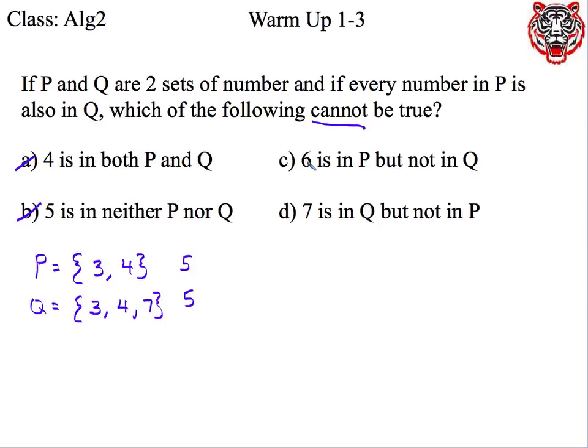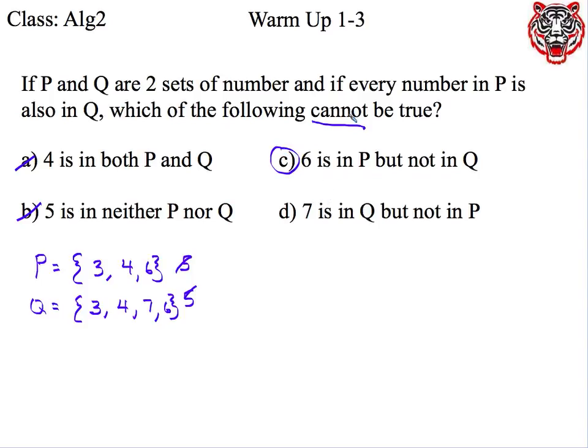Let's look at C. 6 is in P, but not in Q. So my example needs to be changed a little bit to see if this can happen. Let's change this so that P contains 6, and let's see if Q will not contain it. If I change this to have 6 included in it now, 5 is still not there. But by definition, everything that's in P has to be in Q. That's what it said. Every number in P is also in Q. So 6 by definition has to be in the set Q. So this is impossible. 6 is in P but not in Q. It has to be in both of them. So this is the not true one.